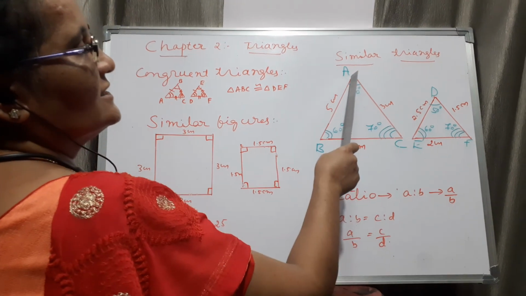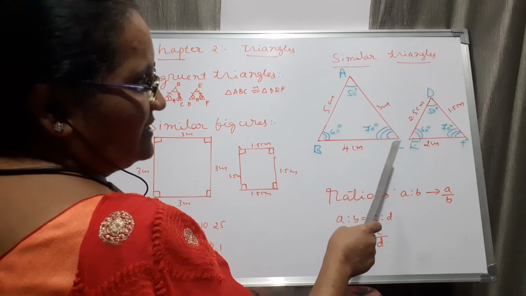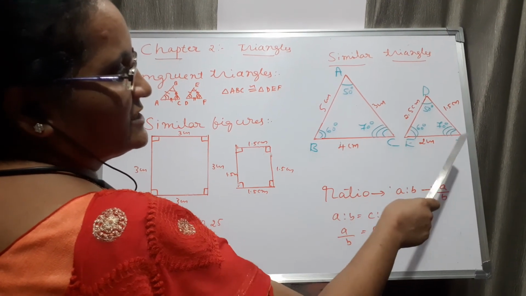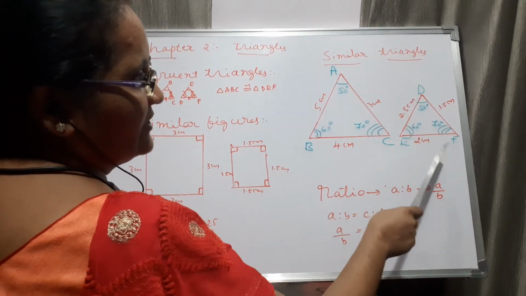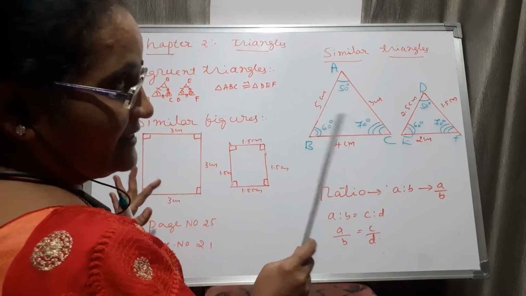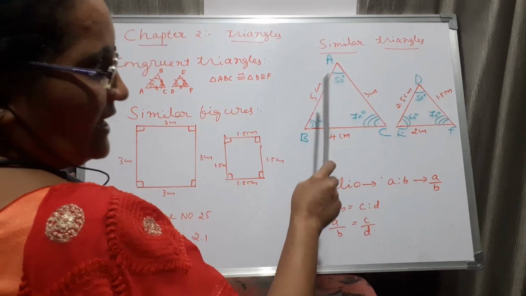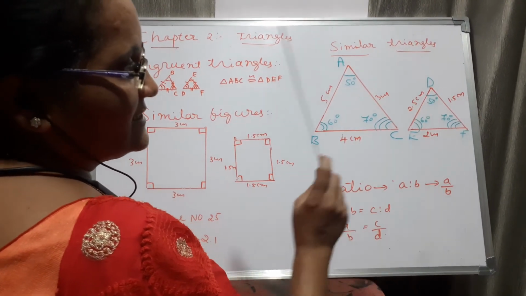Here, angles of triangle ABC are equal to the corresponding angles of triangle DEF. They are not congruent triangles. You can get the idea. Now here, see here, the three angles are different triangles' angles, but corresponding angles are equal.